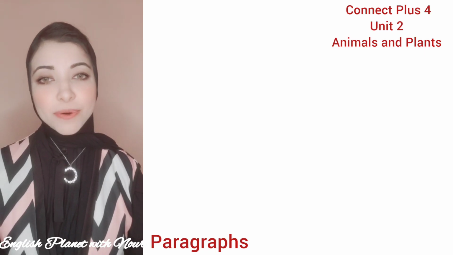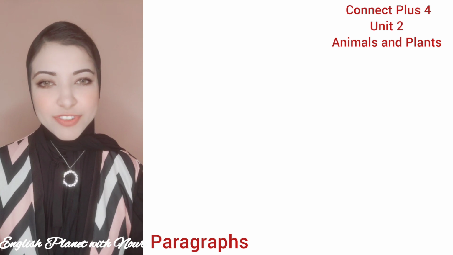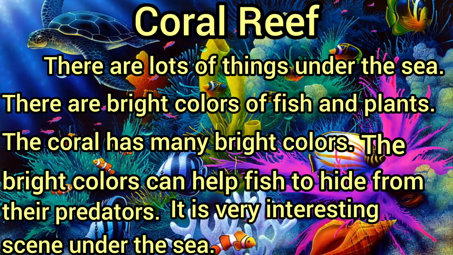Let's move to the first sentence. We have to start our paragraph with "there are," and after "are" you should add a plural noun, like in this example. There are many animals under the sea.